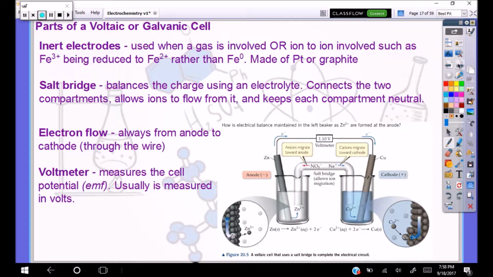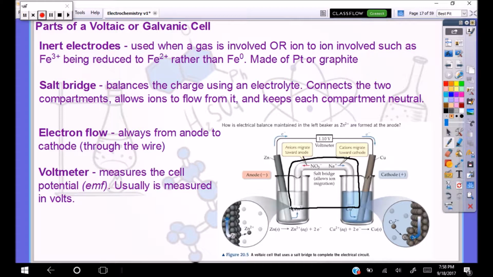We also have something called a salt bridge. The salt bridge is right here. The purpose of this is essentially to complete the circuit for the cell. We are causing electrons to flow, and once they continue to flow in one direction, there's no way for them to get back. So we have a salt bridge in here. The salt bridge is made of salt ions. We've got in this example sodium nitrate.